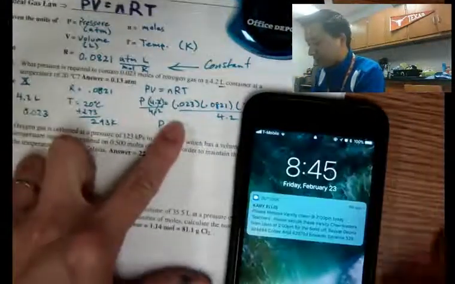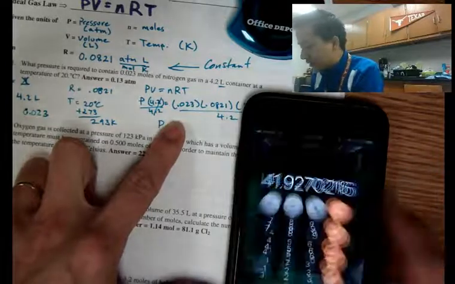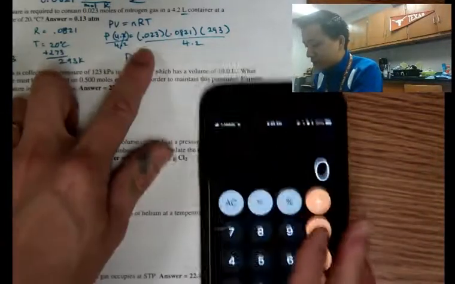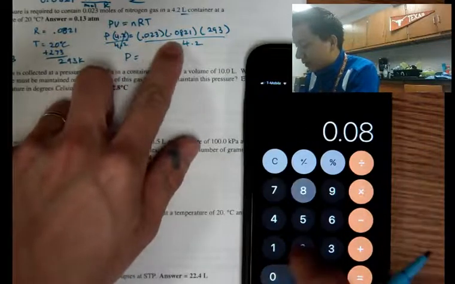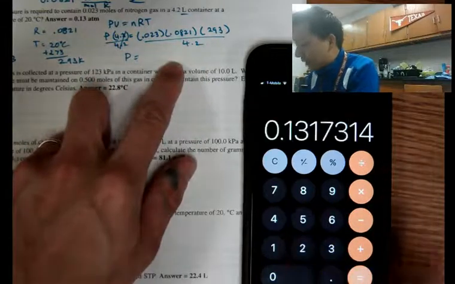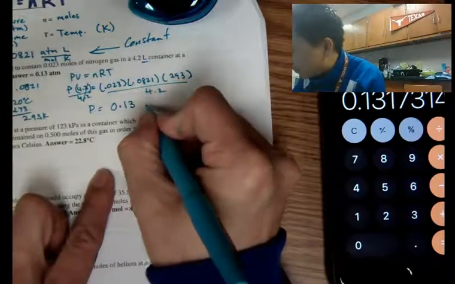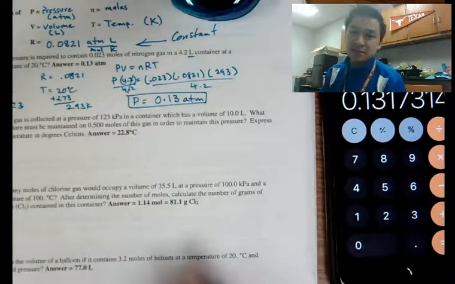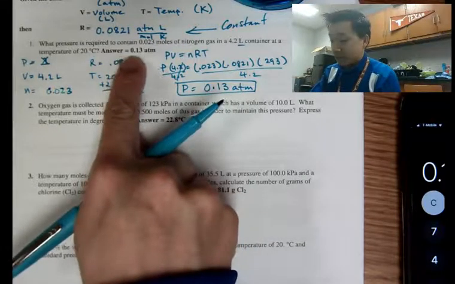One operation, ladies and gentlemen. I still see a lot of you hit enter between each operation. And no, you don't do that. That's just more work. 0.023 times 0.0821 times 293 divided by 4.2. And there's my pressure. Pressure is 0.13 ATM. Two decimal places is good. Okay? Like that. And look, the answer's there. Must be nice. We can check our work as we do that.